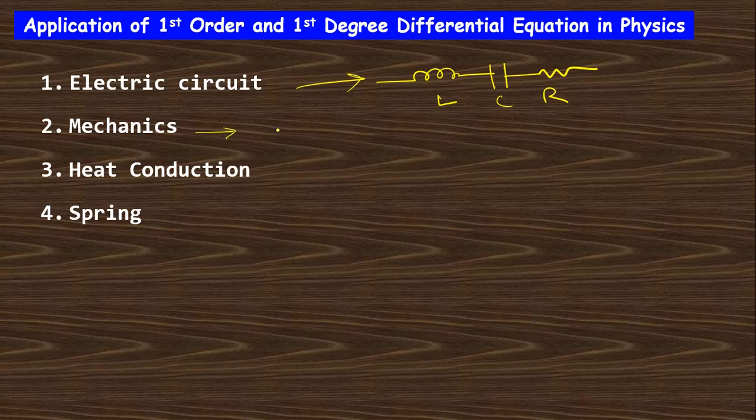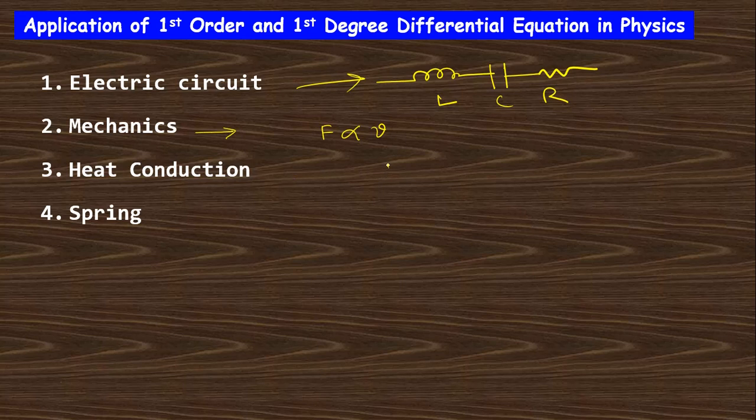In mechanics, we have different forces, like the resistive force, which is sometimes proportional to v. So this is dv dt. In this mechanical case, we get a first order first degree differential equation.